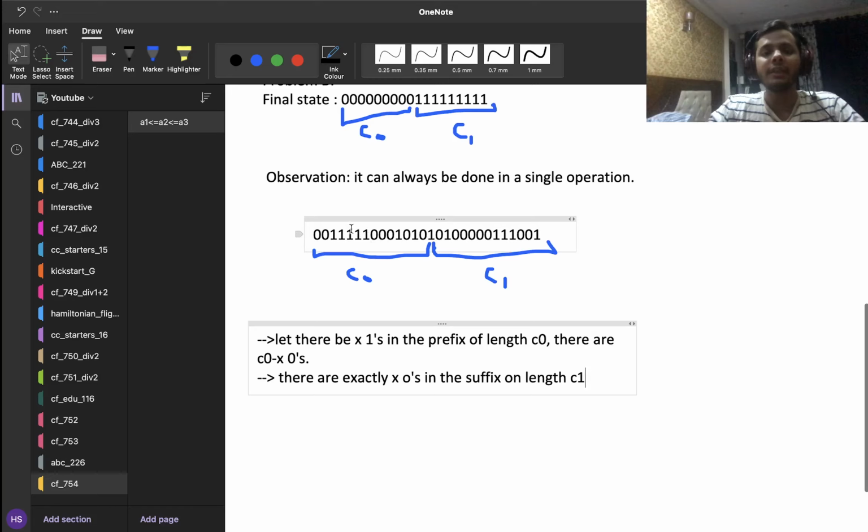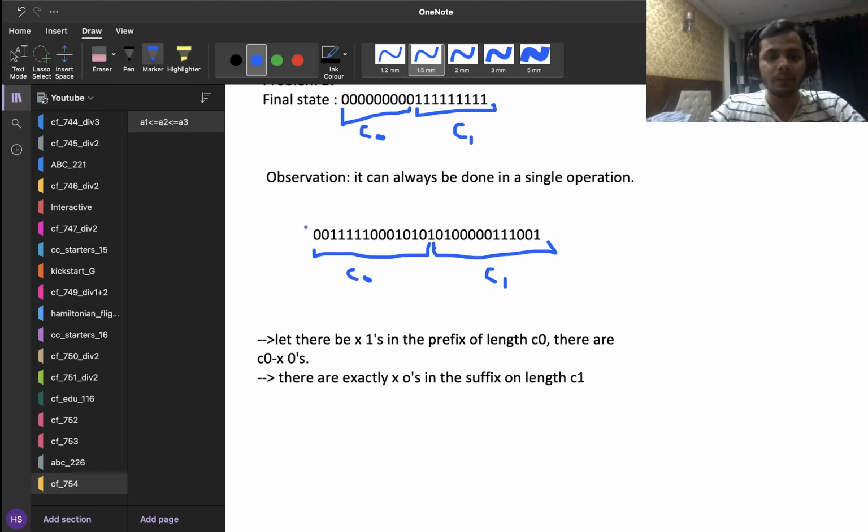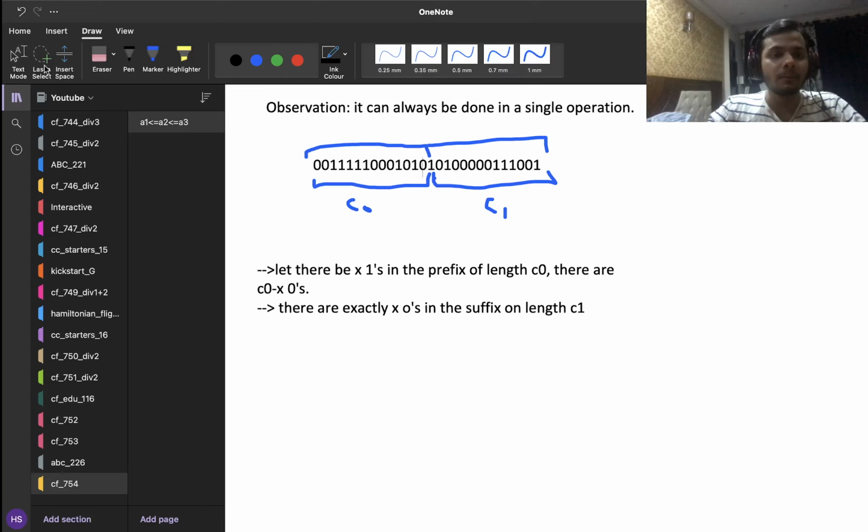So what I'm trying to say is, if there are x ones in this particular region, then that means there are x zeros in this particular region. Why? Because if there are x ones in the first region, then there are C0 minus x zeros, and I know that the total number of zeros is C0, so there has to be x zeros here.